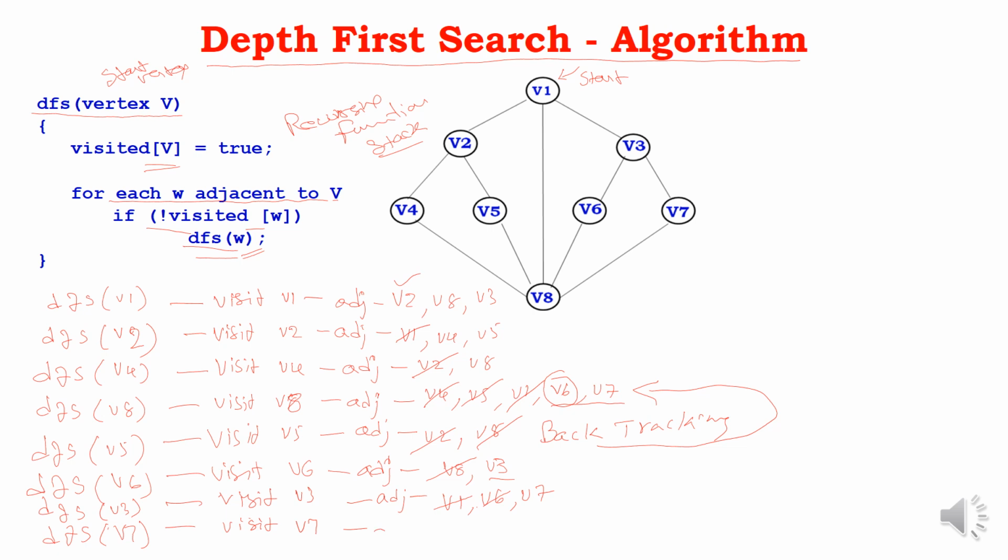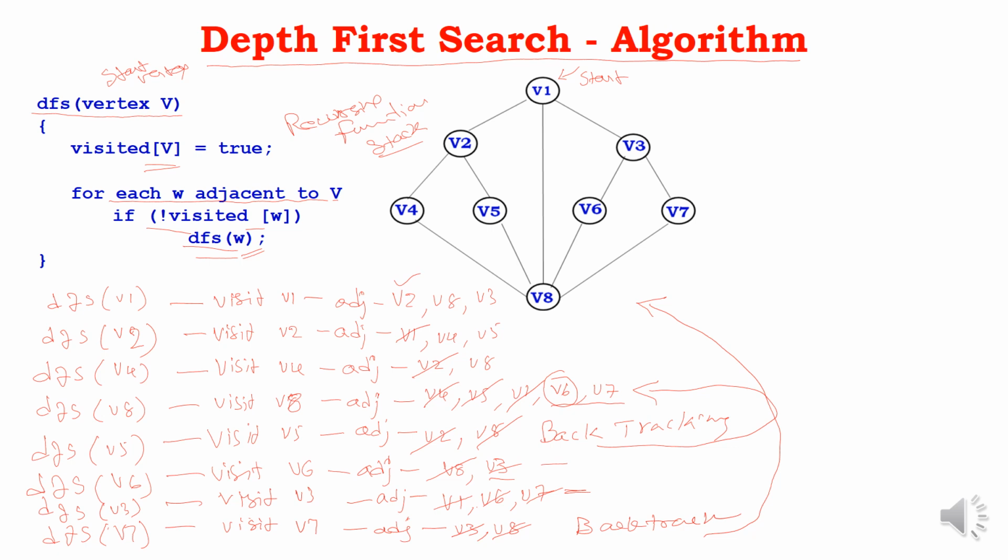Then it finds adjacent vertices. Adjacent of V7 are V3 and V8. V3 is already visited, V8 is already visited. So it has to go backtracking. It goes to the previous stage. This is the previous stage. V7 was the only unvisited one, but now V7 is also visited. It goes to the previous stage. V3 visited. It goes to the first stage, right? Like this, it goes again to the first stage.